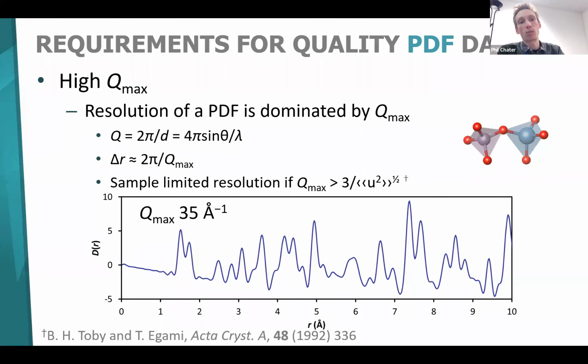But typically, you'd want to be collecting out to in excess of 25 inverse angstroms for a lot of systems. So that's the high Qmax requirement to give us this good resolution in real space, so you can see detailed information about our local structure.